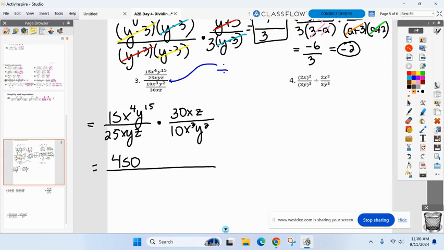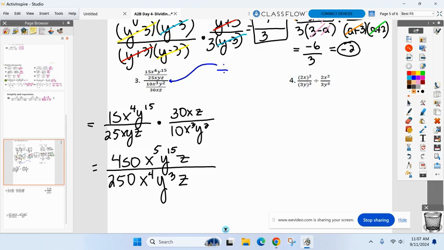How many x's? 5. So x to the fifth. Is everyone all right? Stop me if you don't see where this is coming from. I got 4 here, 1 here. X to the fifth. How many y's? 15. And how many z's? 1. Just a z, yep. On the bottom, I got 25 times 10. Throw a little 0 in front of that 25, right? 250. How many x's? 4. How many y's? 3, yep. And then z's? 1.